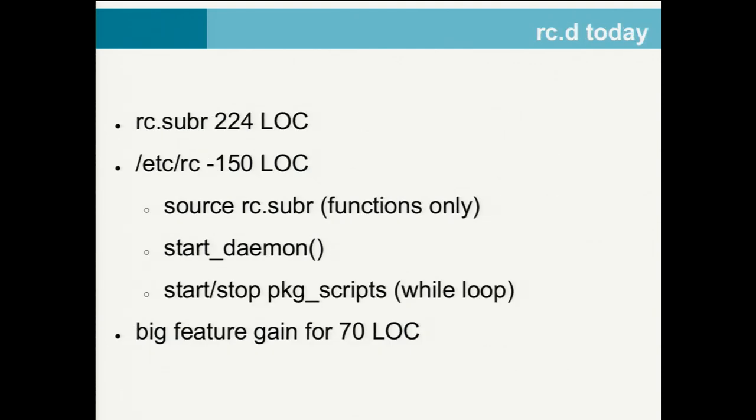What it is today, it's still small. rc.subr is only 224 lines of shell code. We were able to remove 150 lines of code from /etc/rc itself. The only small code that we had to add to it was just sourcing rc.subr to get the functions. We created a very small function called start_daemon, and that's what /etc/rc will use to start the rc.d scripts. Basically, you pass it all the rc.d scripts that you want to run, and if the script is actually enabled in rc.conf, then it will start it. If not, then it will not do anything.